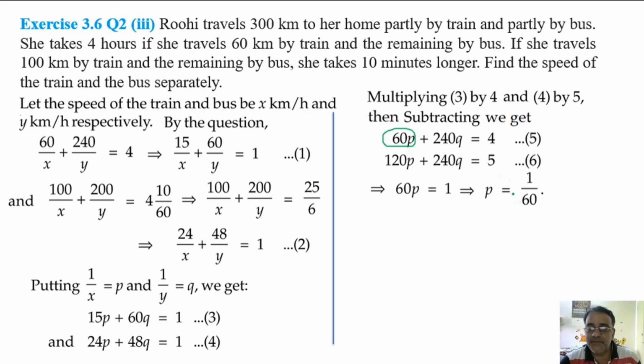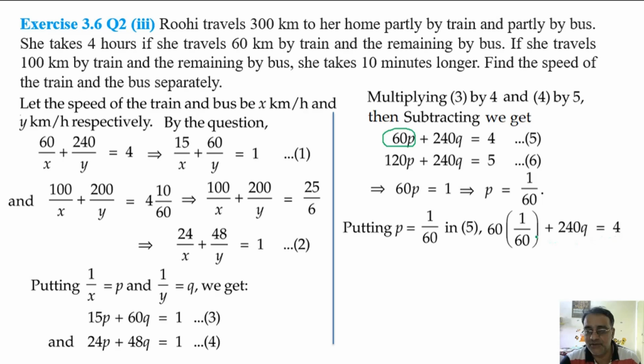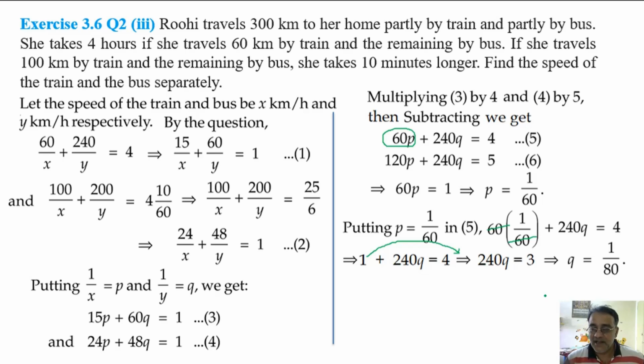So substituting p in equation 5, we get 60 into 1 by 60 plus 240q is equal to 4. So this 60 will be cancelled and we are getting 1 here. So if you shift 1 to this side, it will become 3. What is q? 1 by 80. 3 by 240, that is 1 by 80. Okay.